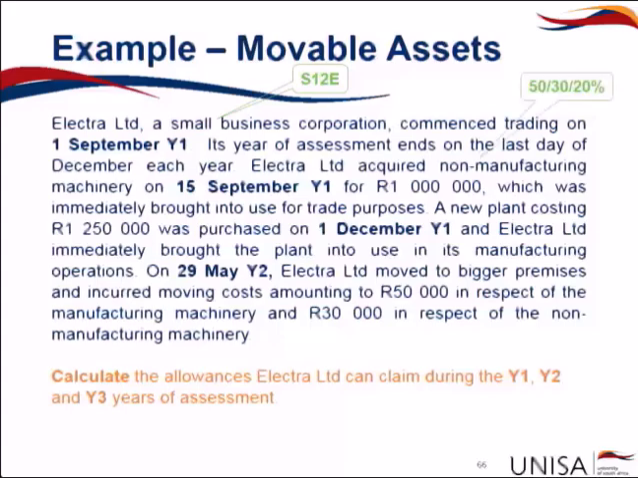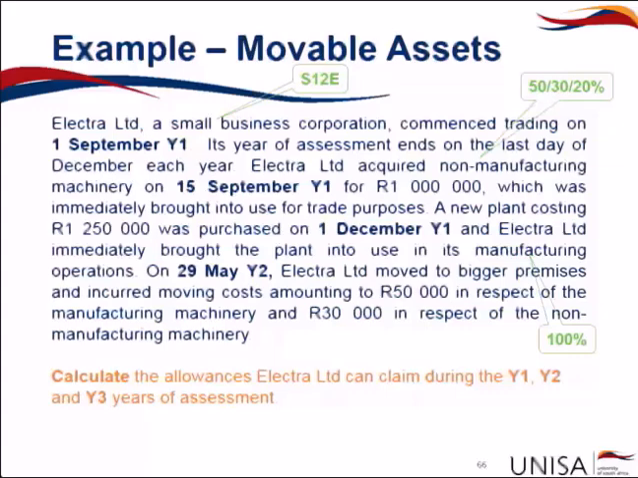Electra Limited acquired non-manufacturing machinery on the 15th of September, year 1 for 1 million, which was immediately brought into use for trade purposes. So where we see non-manufacturing equipment and we're looking at section 12E, we know 50, 30, 20%. It goes on to say a new plant costing 1.25 million was purchased on the 1st of December, year 1, and Electra immediately brought it into use in its manufacturing operations. So now we know that this is manufacturing equipment and therefore we would get 100%.